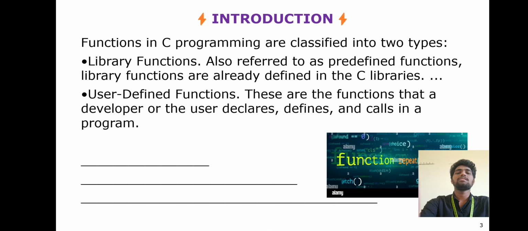We have the introduction. Functions in C programming are classified into two types. One is library functions and the other is user-defined functions. Library functions, also referred to as predefined functions, are already defined in the C libraries. User-defined functions are the functions that a developer or user declares, defines, and calls in a program.